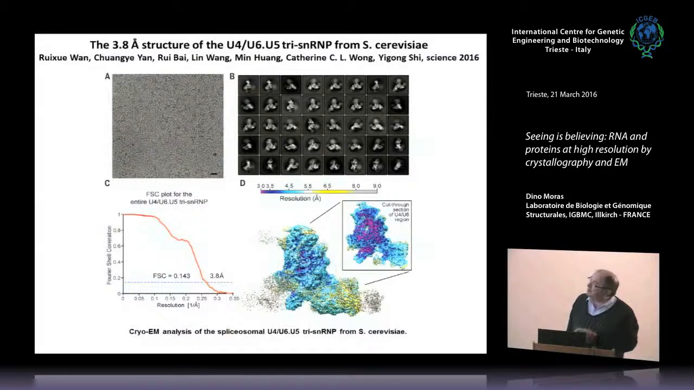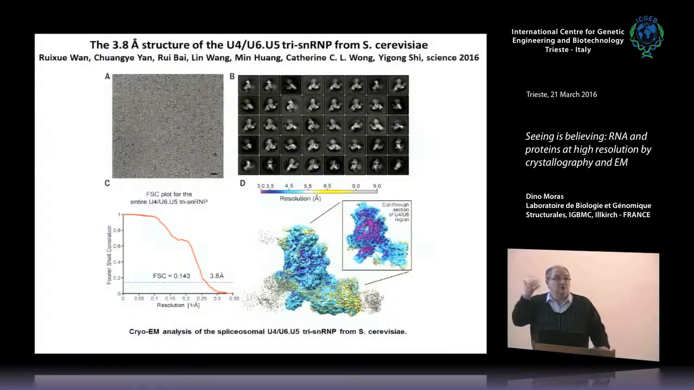The same representation. Here is the highest resolution, between 3 and let's say 4.5 in the core, and then lower, 6 to 8 angstrom, which is difficult to appreciate and interpret. And here you have that 3.8, that's a reference, Science 2016, January, two months ago. It's not very old. You can go through and look.